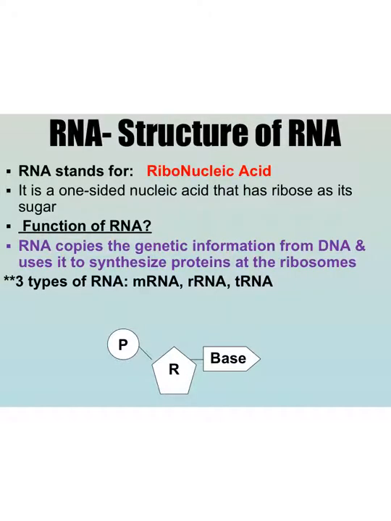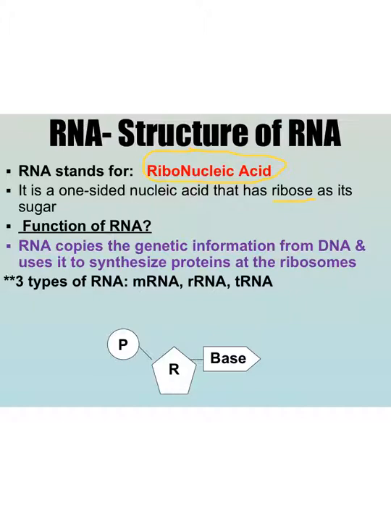All right, so RNA stands for not deoxyribonucleic acid, but ribonucleic acid. And it's called that because its sugar is not deoxyribose, like DNA had, but its sugar is called ribose. It's basically the same thing as deoxyribose, it just has one more oxygen in it.